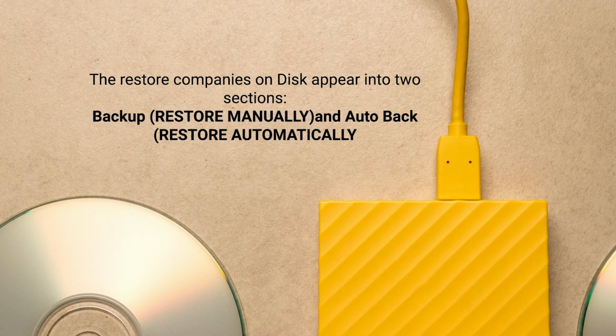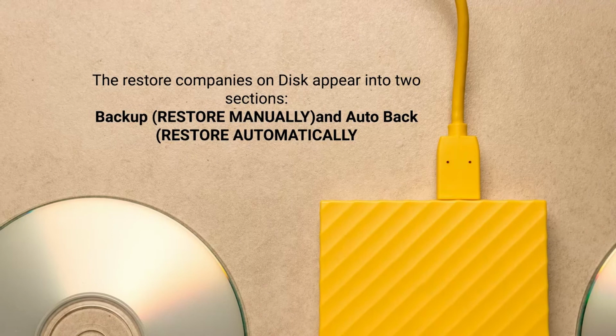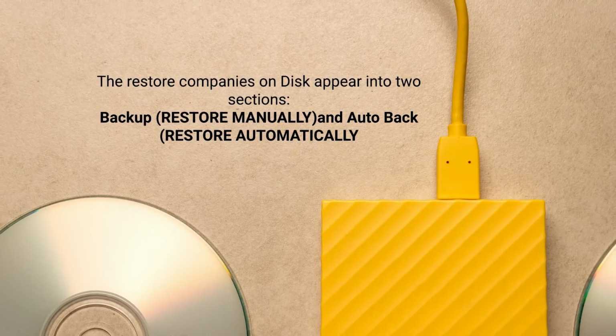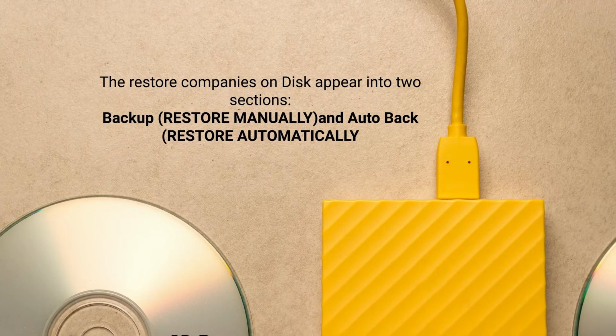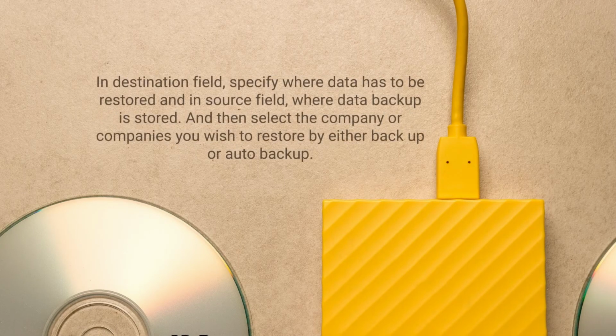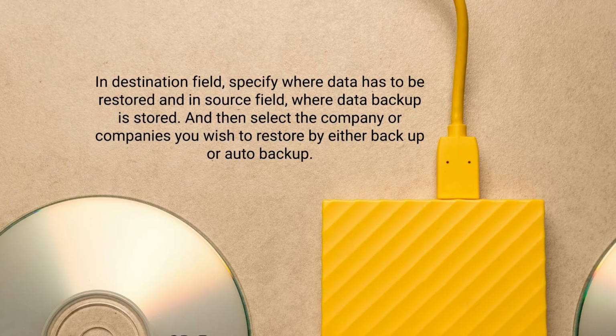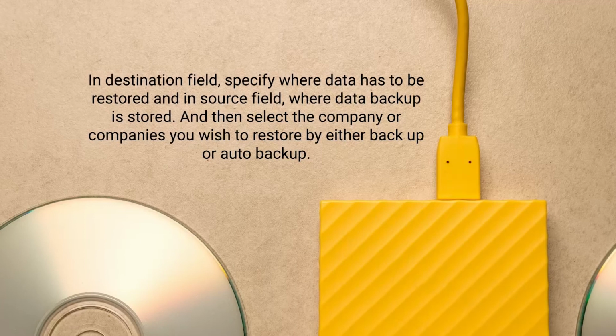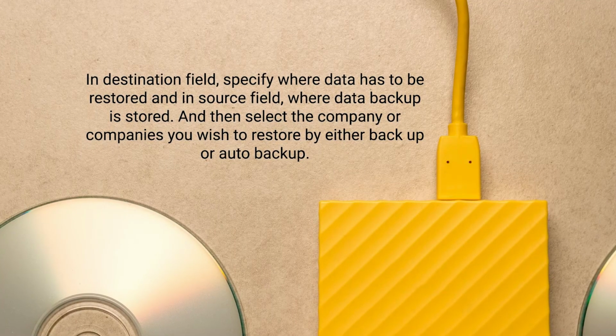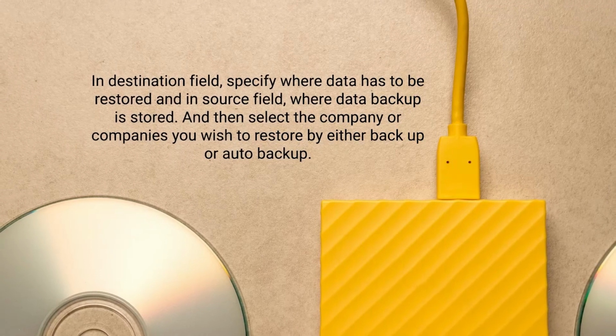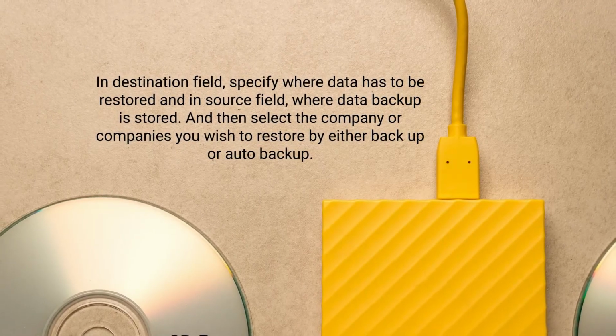The restore companies on disk appears in two sections, backup or auto backup. Backup means that you have to restore manually, and in case you are using auto backup, it means it will be restored automatically. Now in the destination field, specify where data has to be restored, and in source field where data backup is stored, and then select the company or companies you wish to restore by either clicking backup or auto backup.